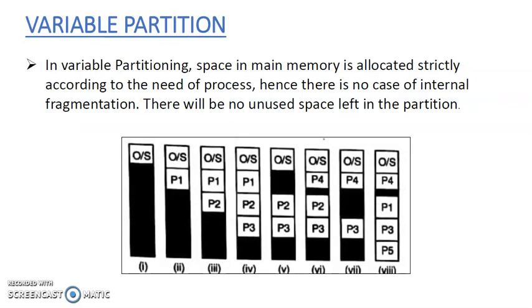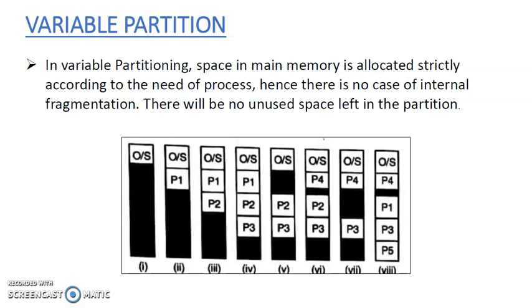Now you can see the next one is the variable partition. What is the meaning of variable partition? In this, the space in main memory is allocated strictly according to the needs of processes. Hence there is no case of internal fragmentation. Now, what is internal fragmentation? This concept is a disadvantage of the fixed partition. Now see the meaning of internal fragmentation and external fragmentation. These are both disadvantages of fixed partition.